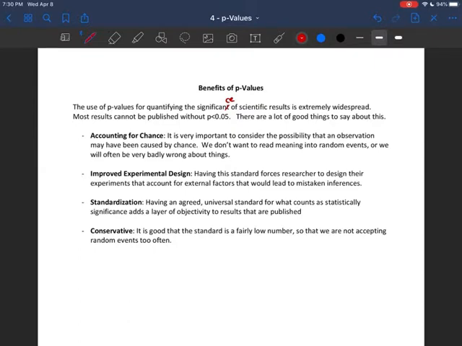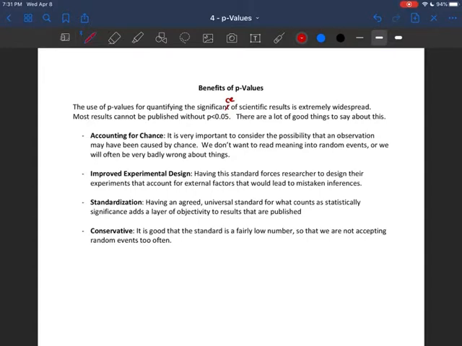Also, having this p-value standard improves experimental design because people who are running experiments know that they have to get over this barrier, which means they have to design experiments in such a way that you can actually calculate the p-value for the things that you're observing. So it leads to standardization and it leads to much more rigorous testing being done.